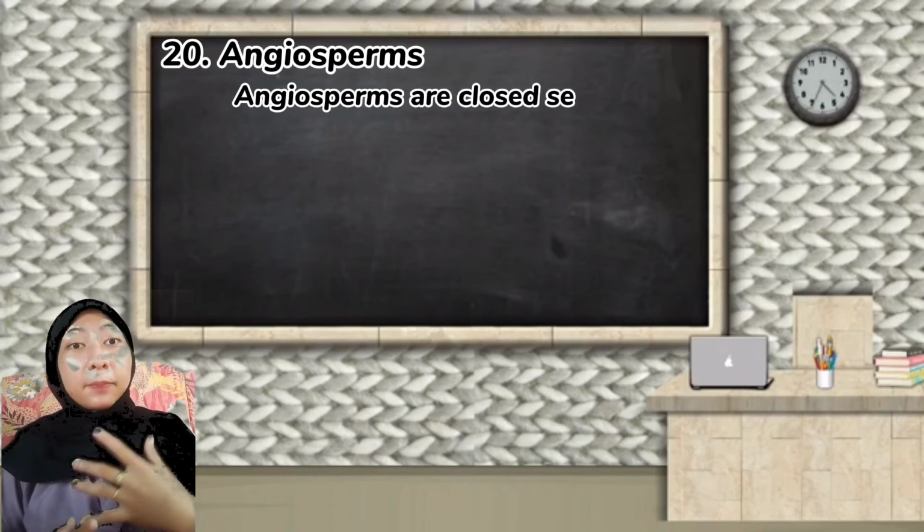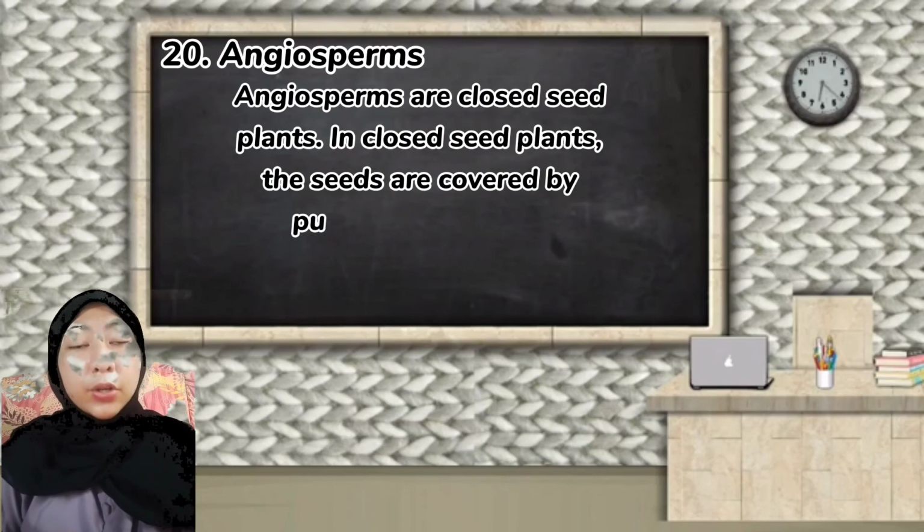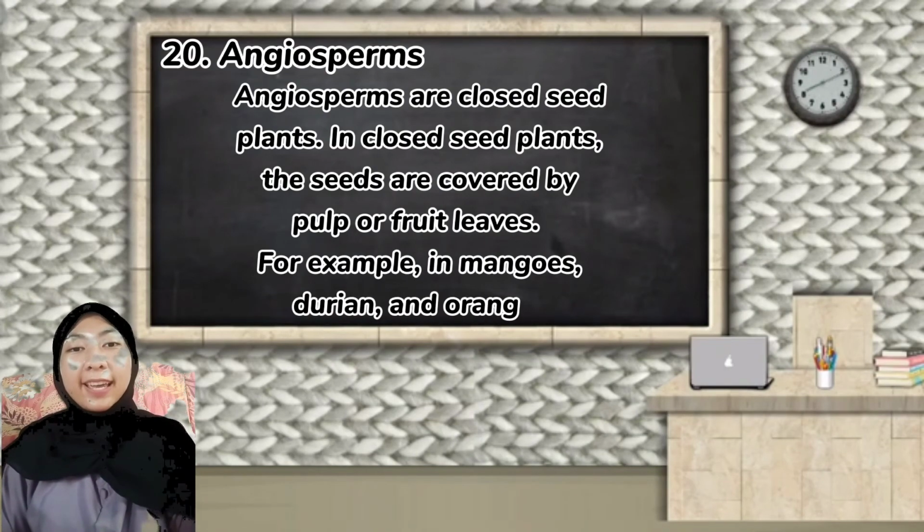Angiosperms are closed seed plants. In closed seed plants, the seeds are covered by a pod or fruit. For example, mango, durian, and orange.